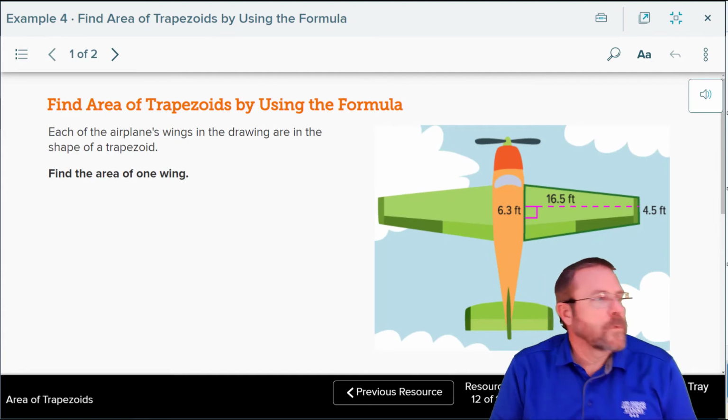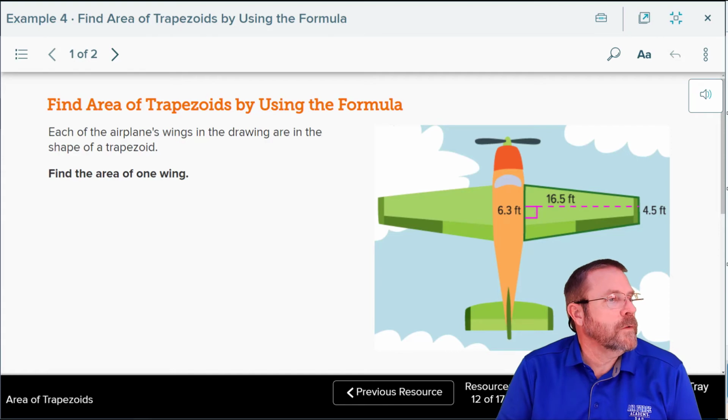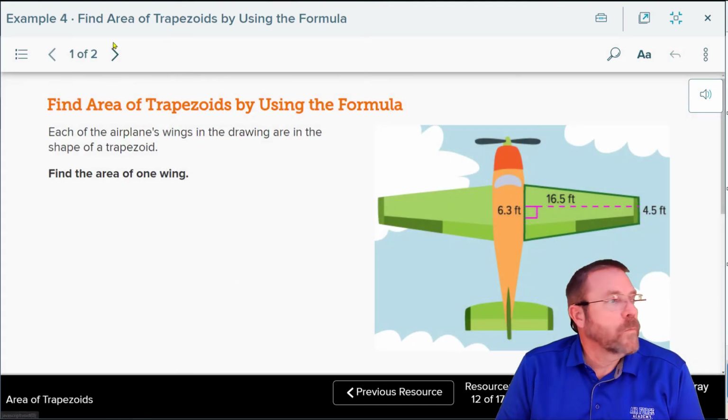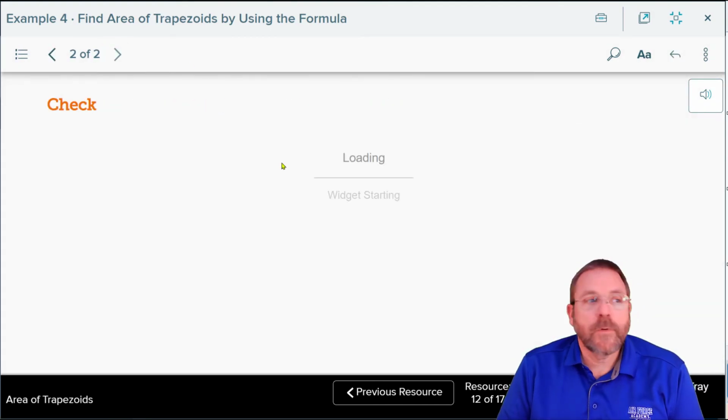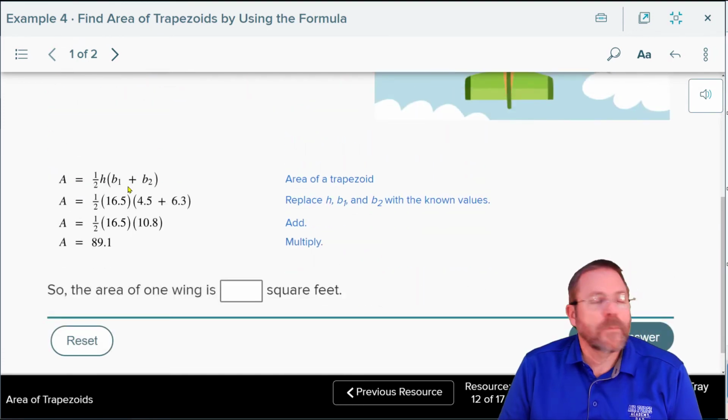For example 4, we get to look at a zoom airplane, and it says each of the airplane's wings in the drawing are shown as a trapezoid. Find the area of one wing. Well, what we're going to need, of course, is we're going to need to set up our formula. Whoops, hold on, that's not where we wanted it to be. Here it is. They set up their formula.